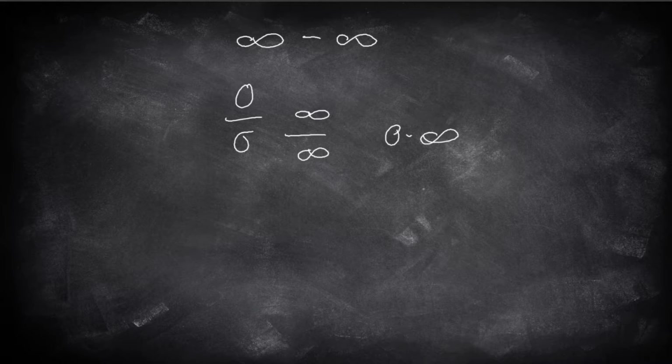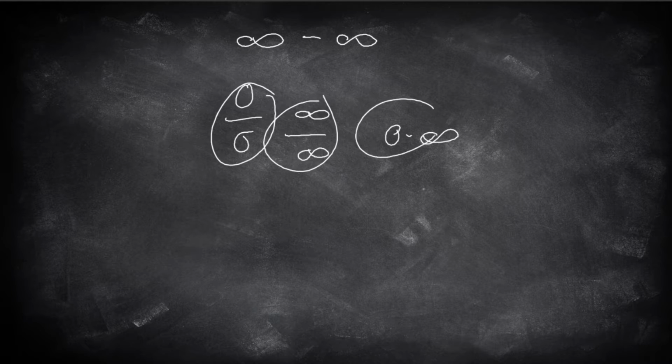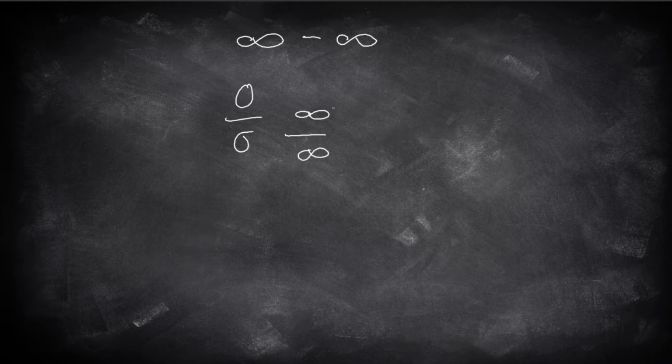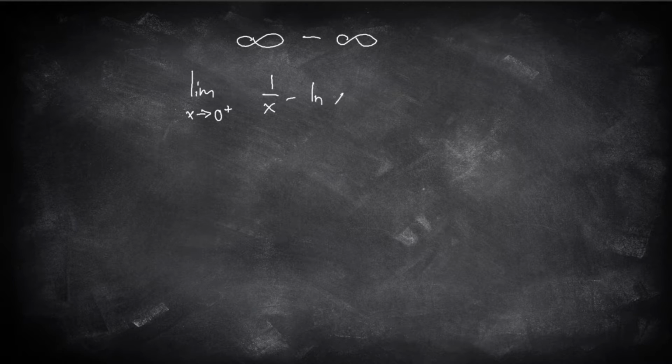And the next case is infinity minus infinity. Basically, the difference between infinity minus infinity and 0 over 0, infinity over infinity, and 0 times infinity is that these are combined into one term, while these are two separate terms. So to solve this, usually these are two separate things. We're going to have to combine them. So the limit as x approaches 0 from the right of 1 over x minus natural log of x.